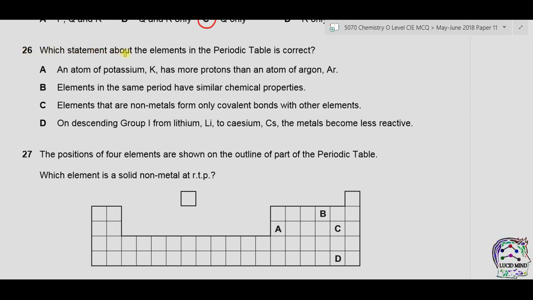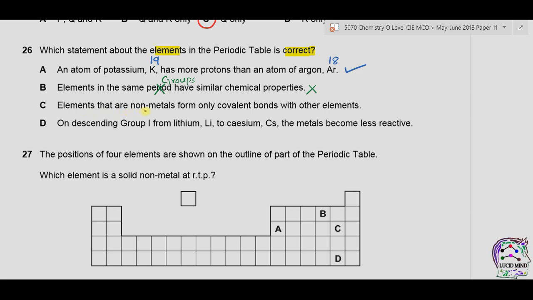Question 26. Which statement about the elements in the periodic table is correct? Part A. An atom of potassium has more protons than an atom of argon. From periodic table we can find out the number of protons by looking at the atomic number. The atomic number of argon is 18, while the atomic number of potassium is 19. So therefore potassium has more protons than an atom of argon. This statement is true. Part B. Elements in same period have similar chemical properties. This is incorrect because elements present in same groups have similar chemical properties.